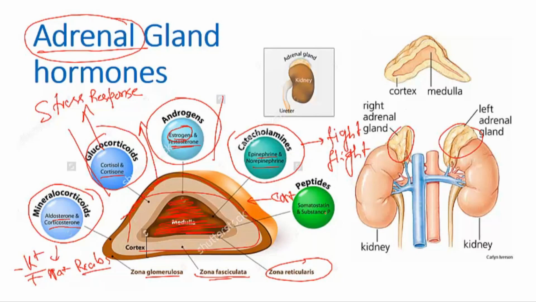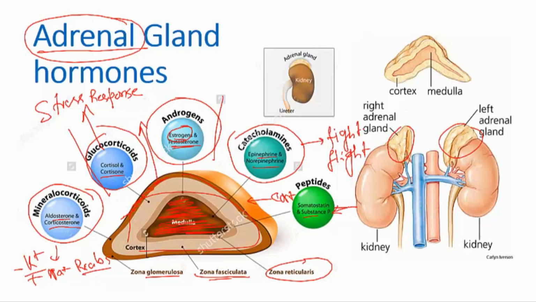They also produce some peptides like somatostatin, which are required in other functions, in some cases the inhibition of some hormone activity in our body, which we'll see later.